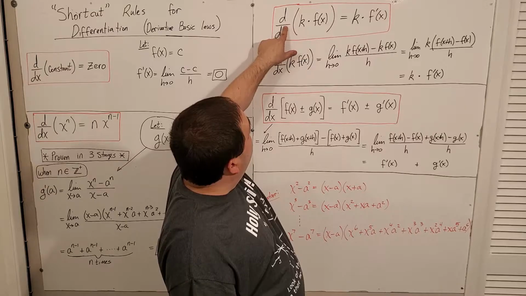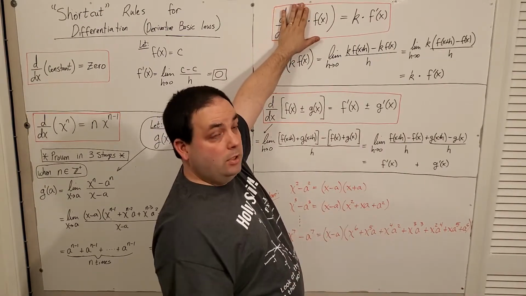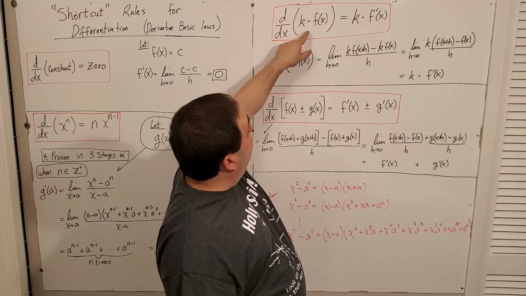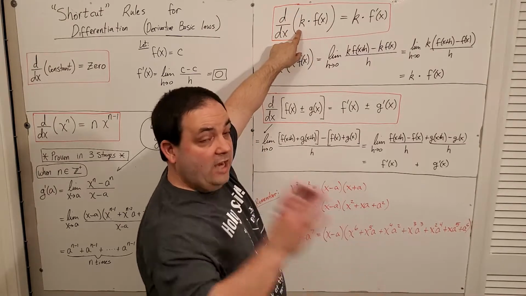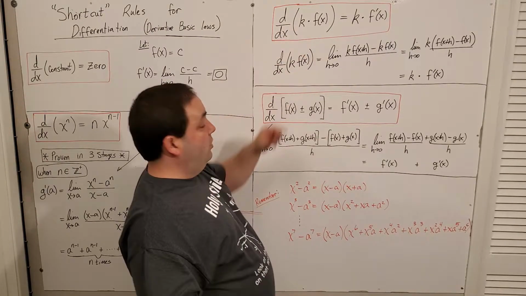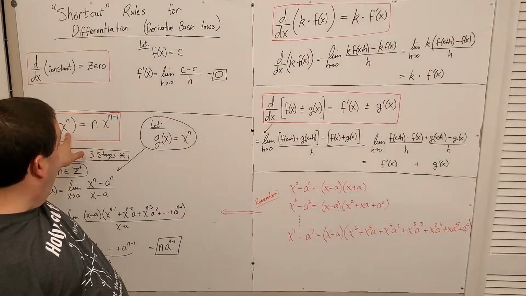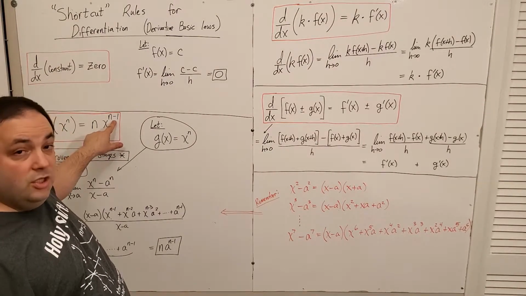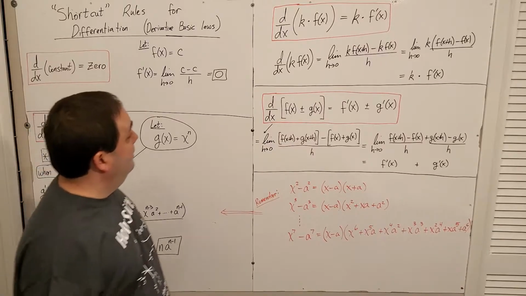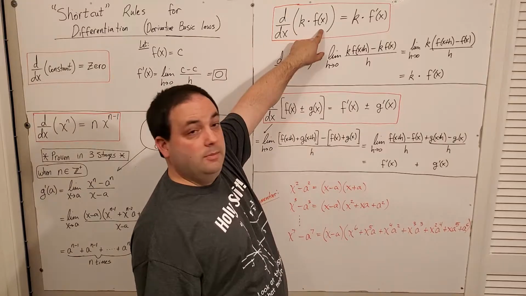If I know the derivative of some function f of x, and I happen to stumble across a version of that function where it's just an extra number multiplied in front of it, okay? So in other words, if I know how to take the derivative of x to the third, right, that would be 3x squared, right? Then let's say I had 5 times x to the third.